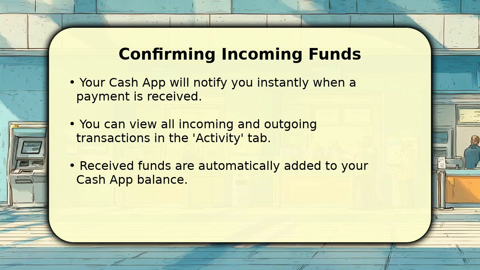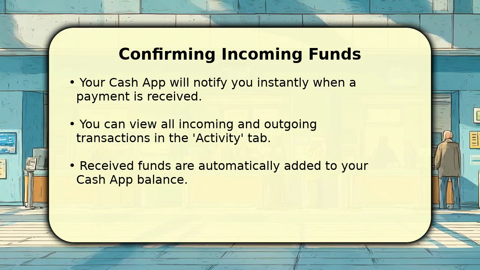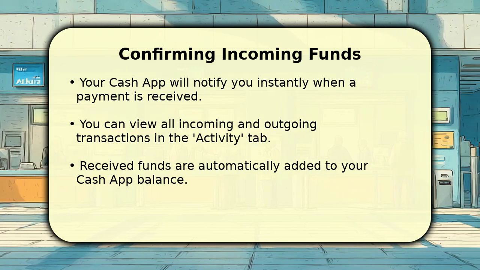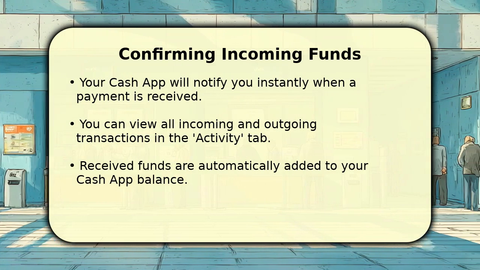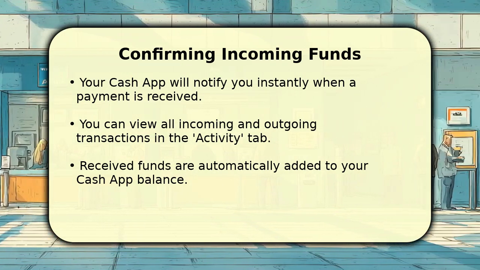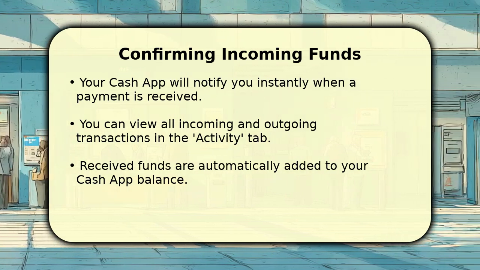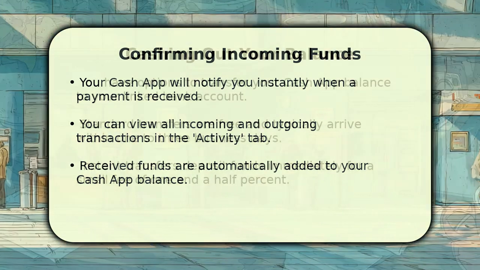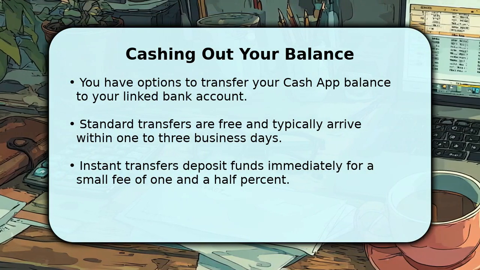To view the complete details of this and all your other transactions, simply navigate to the Activity tab, where everything is clearly listed. Any money you receive is automatically added to your available Cash App balance. It is always a good practice to quickly verify the sender's name and the exact amount to confirm the payment is correct. Once you have received payments, you can easily transfer your Cash App balance to your linked bank account.